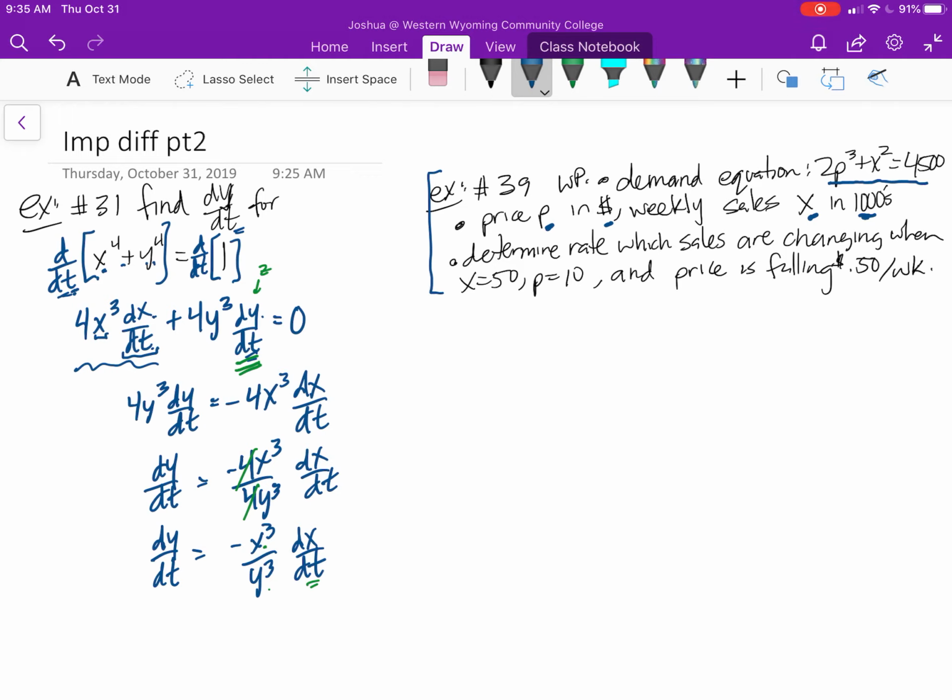Let's come into this thinking like I have no idea what to do. All right, let's just look at what they give us and what these variables tell us. We want a rate. What do we know about rate? We know rate means derivative, right? Rate means slope, which in calculus we call a derivative. The sales are changing. All right, so it's some sort of rate, right?